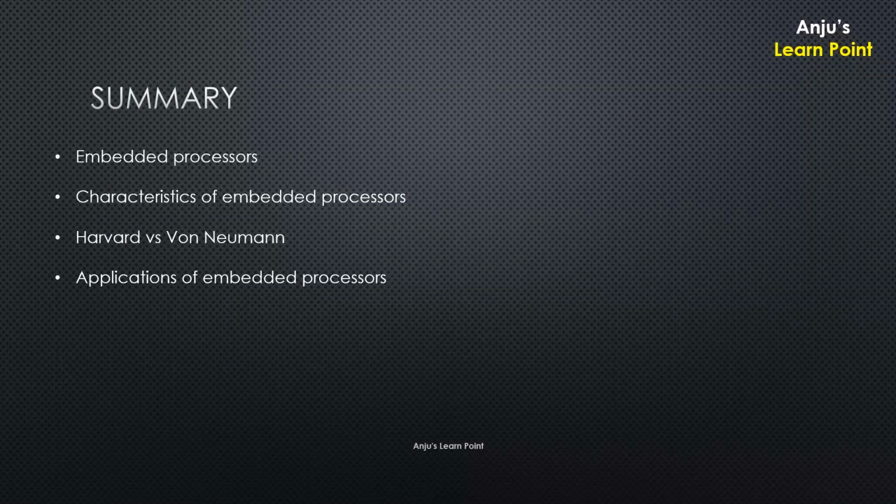So summarizing the concepts, we have seen what is embedded processor, we have seen the characteristics of embedded processor, the difference between Harvard and von Neumann architectures, and various applications of embedded processors.